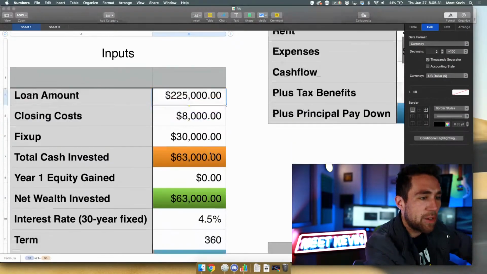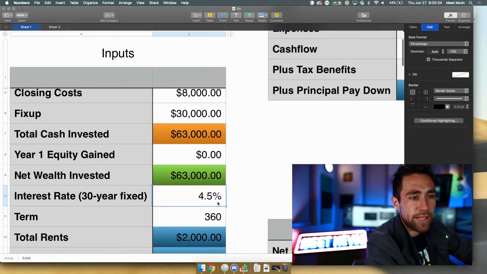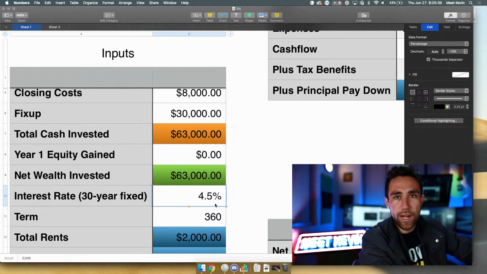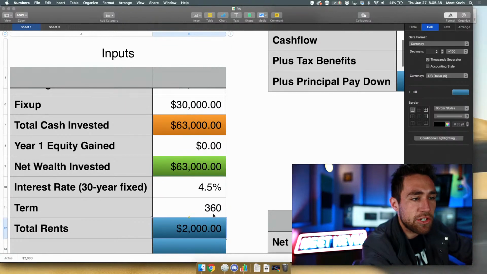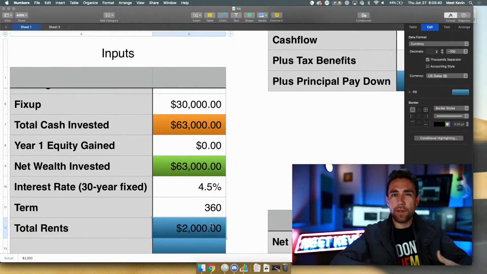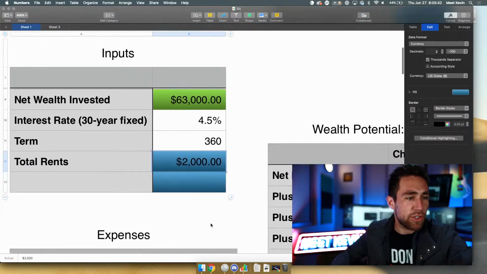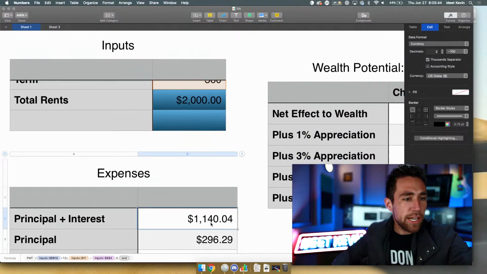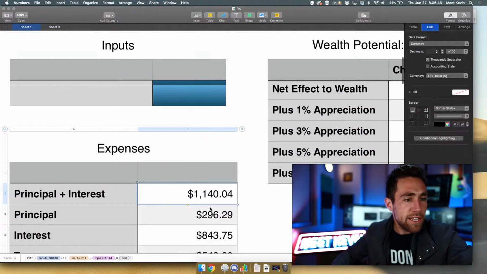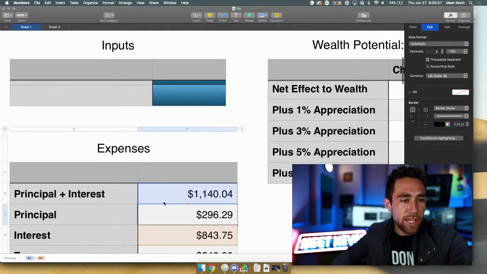Back over here, let's say your interest rate, this is going to be with mortgage insurance, is 4.5%. You've got $2,000 as projected rents for the property when you go rent it out eventually. Remember, at first you've got to live there. So your principal and interest payment is 1140. That's broken down into, remember your PITI. We always use principal, interest.